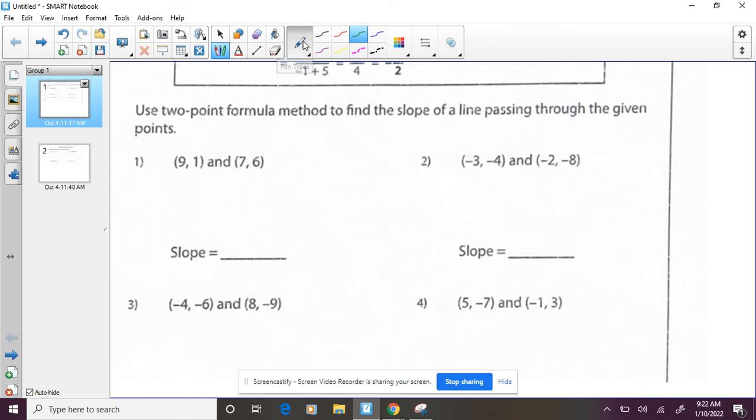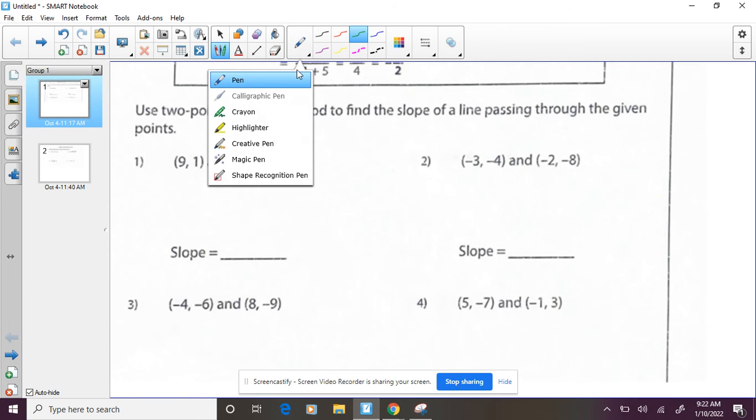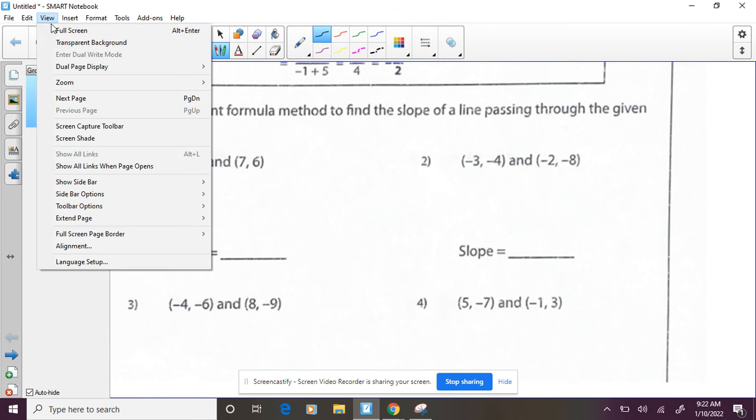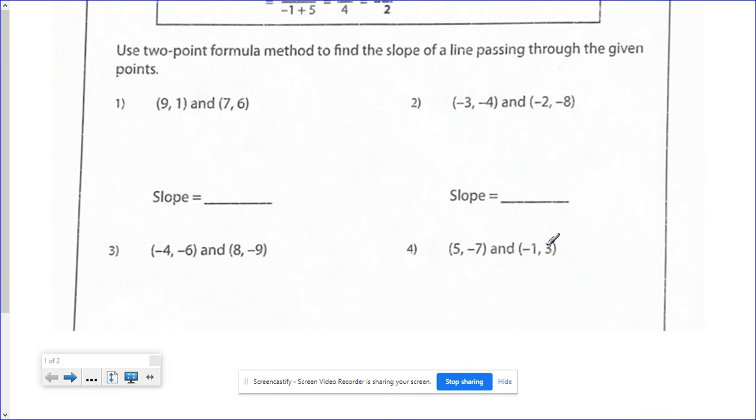Alright guys, so today we are going to do what we did the other day, which is finding slope between 2 points. So this is the same paper that you guys have, and I'm going to do a couple of these with you just to remind you in case you forgot what we did on Friday. So I'm going to start up here, just hopefully you can see this.